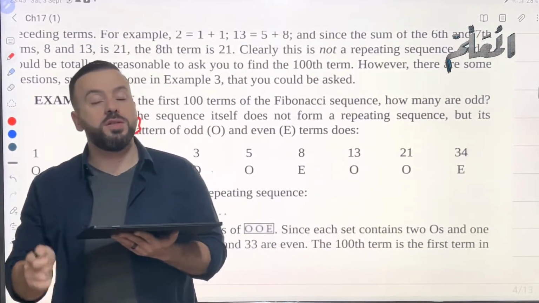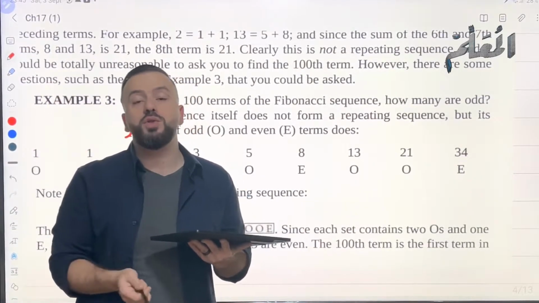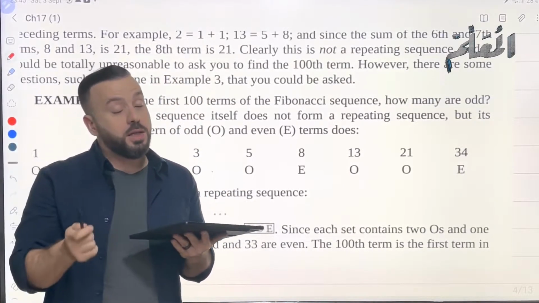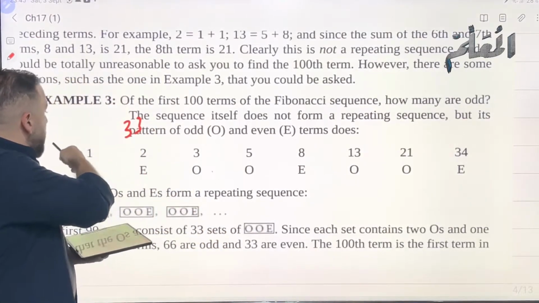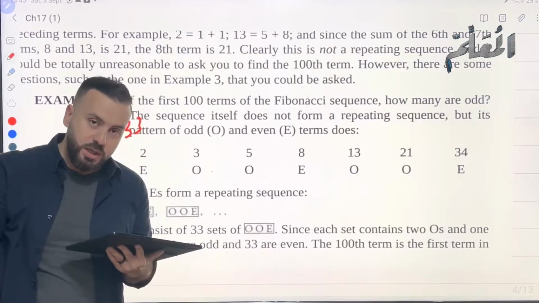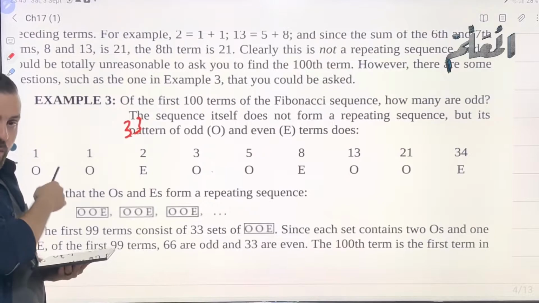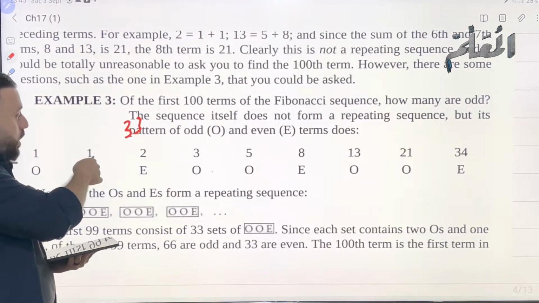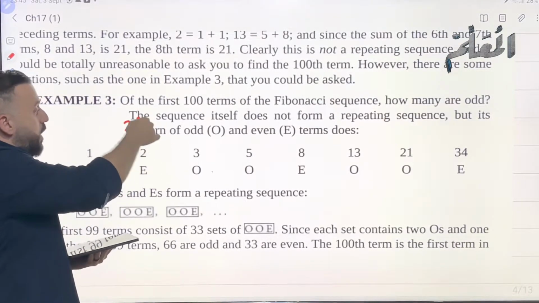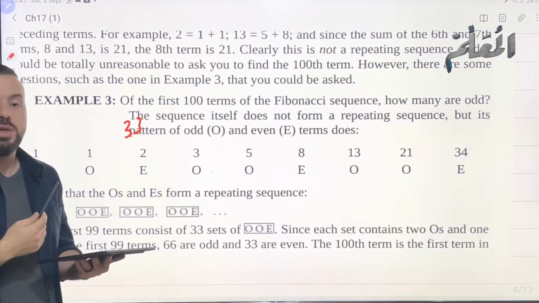Okay, question 4. This is one of the most interesting questions I have already solved and explained to my students. Let's check this. What is it? 1, 1, 2, 3, 5, 8. This is a Fibonacci sequence and it starts with 1, 1, which means 1 plus 1 is 2, 1 plus 2 is 3, 2 plus 3 is 5. So the next term is the sum of the two terms before it.